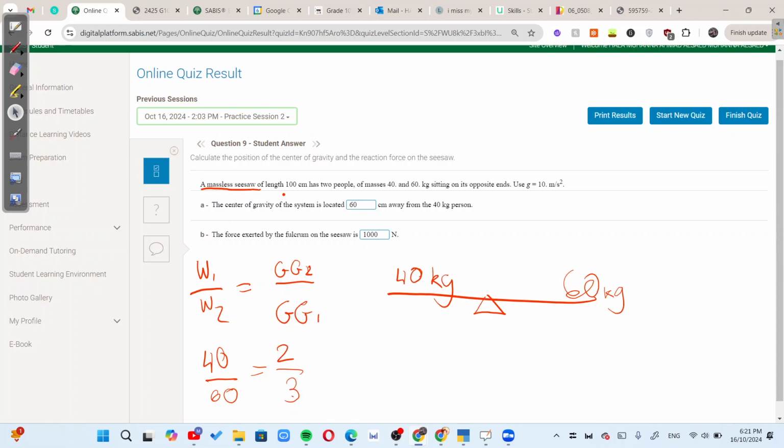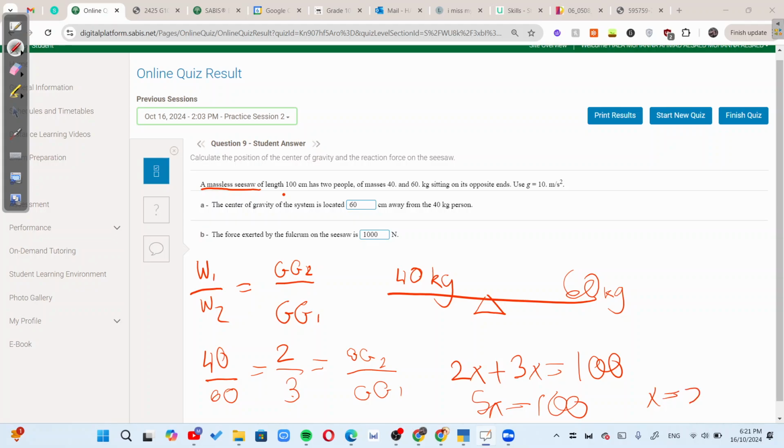When you add these two ratios, you're going to end up with 100. These two ratios are equal to your distances, GG2 and GG1. You don't have these yet, so we need to find the ratio. So it's 2x plus 3x, which all equal 100. So 5x equals 100, so x is going to equal 20. Since x equals 20, now we can find the distance.